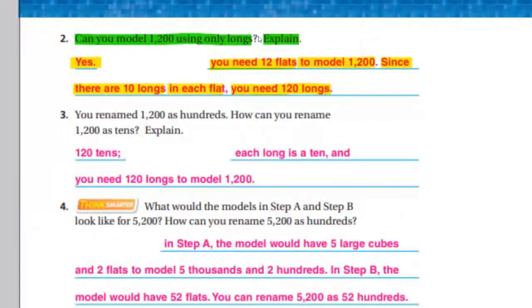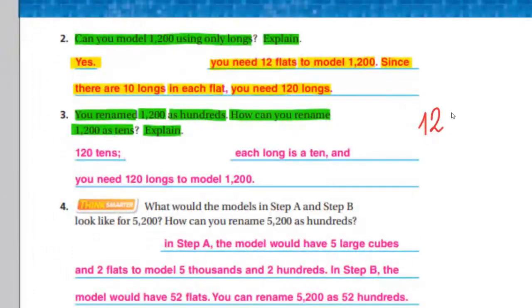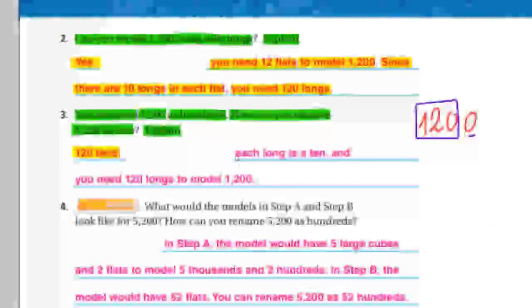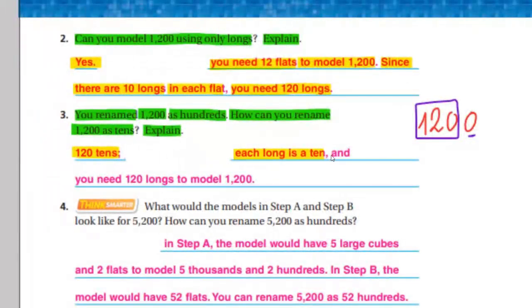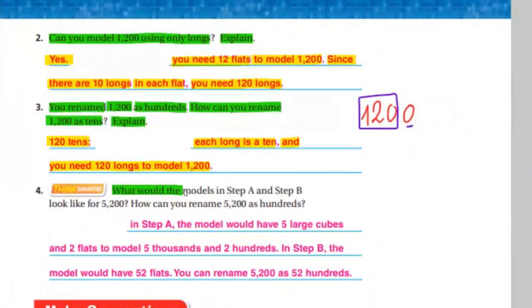Okay, let's move to the next question. You renamed 1200 as hundreds. How can you rename 1200 as tens? And explain. If I write 1200 here and I want to write it as tens, you can take 120 and let 0 for tens. So it will be 120 tens, like that. And each long is a 10, right? So you need 120 longs to model 1200.